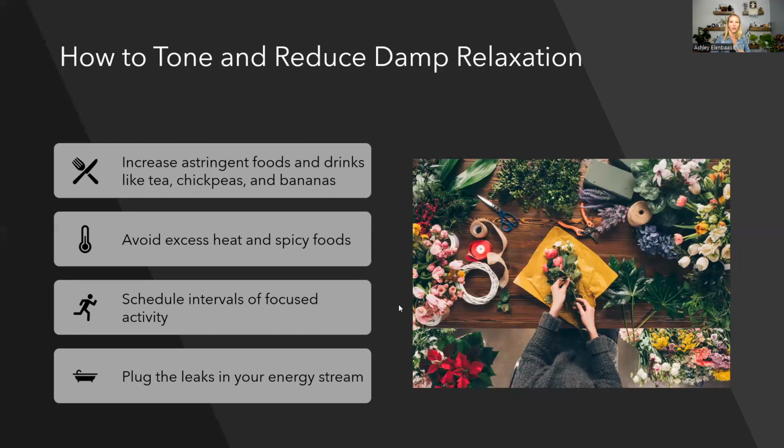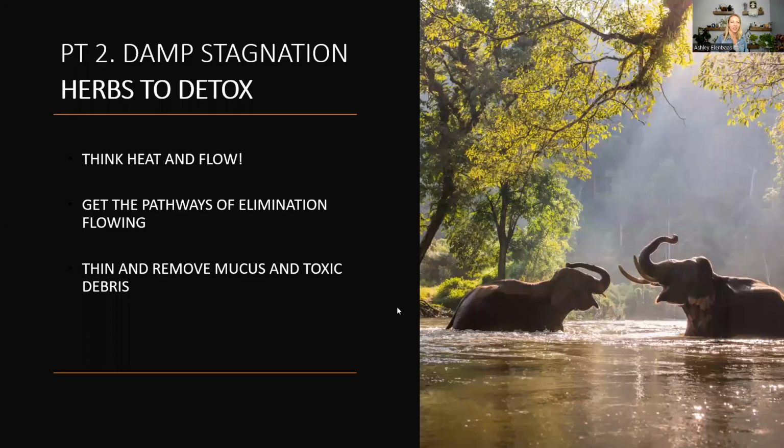Okay. So now let's look at part two, the opposite side, damp stagnation. So this is going to be when the water gets stuck. What happens when the water is not flowing? This can happen to water signs as well, and all signs, but especially those water signs. So herbs that will detoxify and move. Think about heating and creating flow in the body.